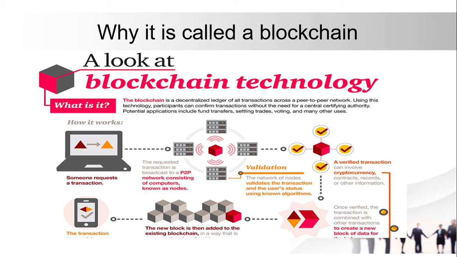And if you look here now, someone requests a transaction. That transaction is broadcasted across the network. There is a validation. The verified transaction can involve anything: cryptocurrency, contracts, records, or anything. And it now goes to the network and forms a block. The transaction is confirmed. This is simply how the blockchain works.